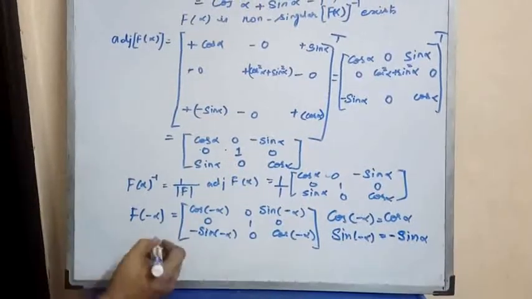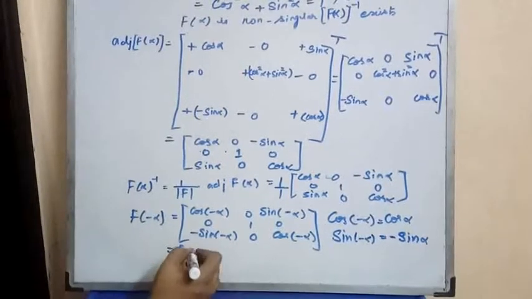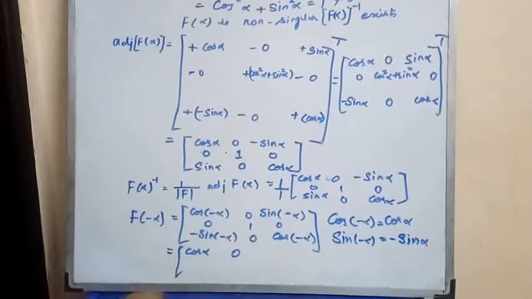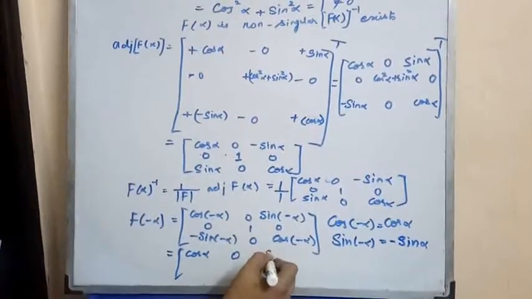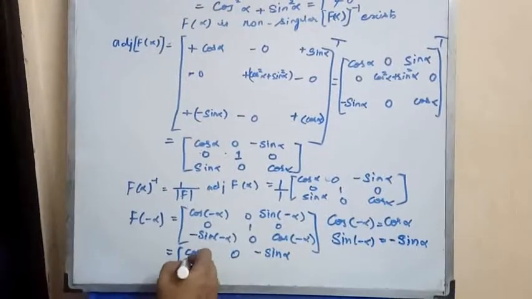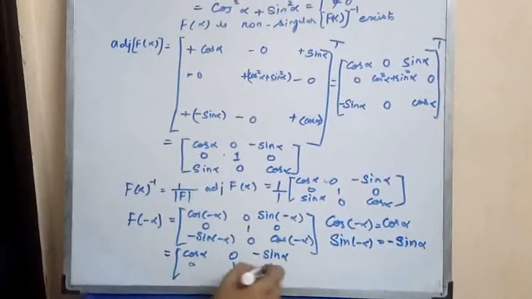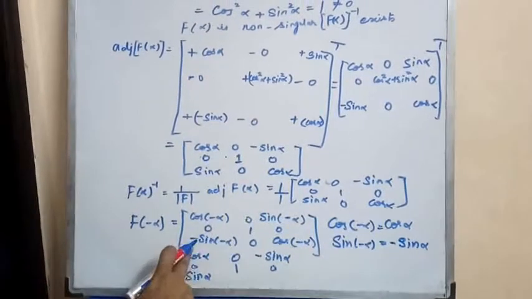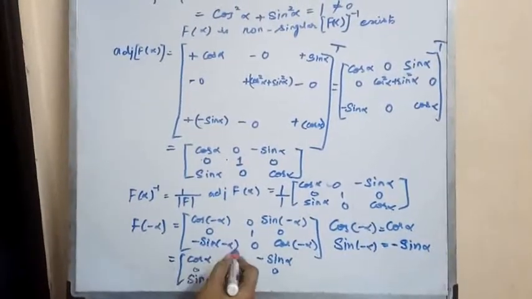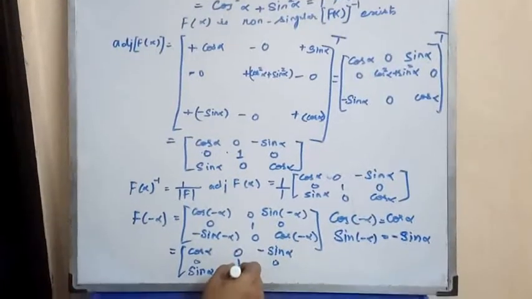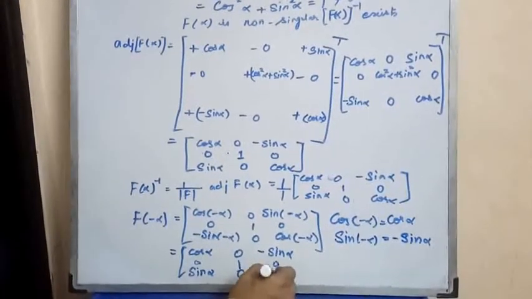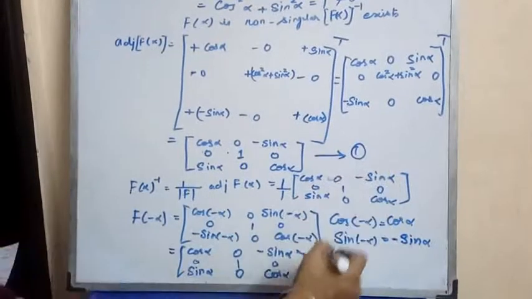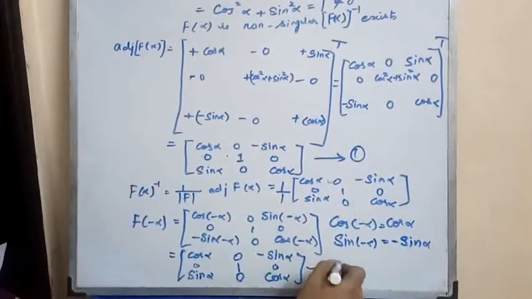So now, f of minus alpha is, so cos of minus alpha is cos alpha itself. So 0. Sine of minus alpha is minus sine alpha. So here 0, here 1, here 0. This is sine of alpha, because this minus sign comes outside, so you will get minus into minus plus. So here 0 again. Here cos of alpha. So name this as 1 and name this as 2.